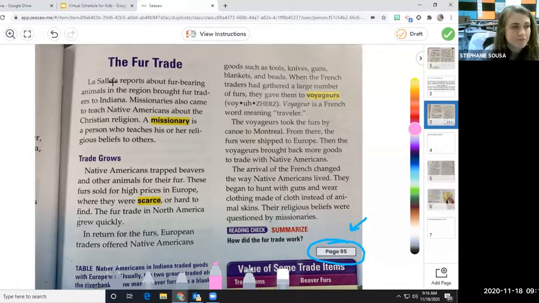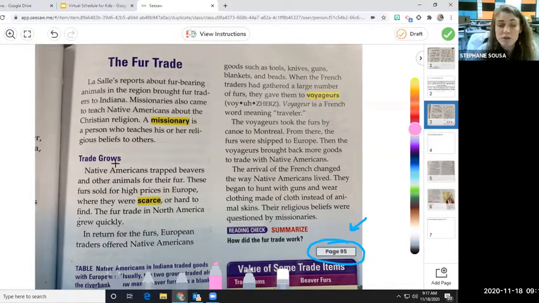Here we go. The fur trade. LaSalle's reports about fur-bearing animals in the region brought fur traders to Indiana. Missionaries also came to teach Native Americans about the Christian religion. A missionary is a person who teaches his or her religious beliefs to others. Okay, so 2 things happened. People came here to trade animal furs. People came here to teach religions.